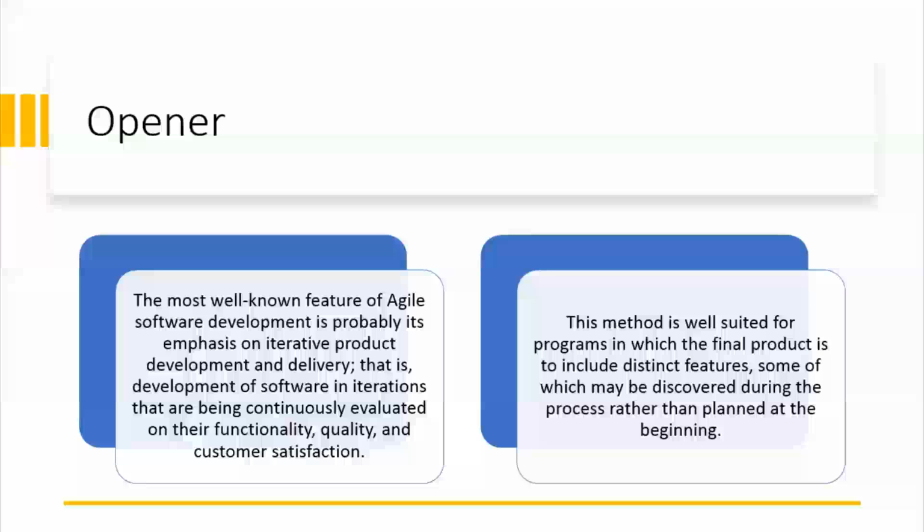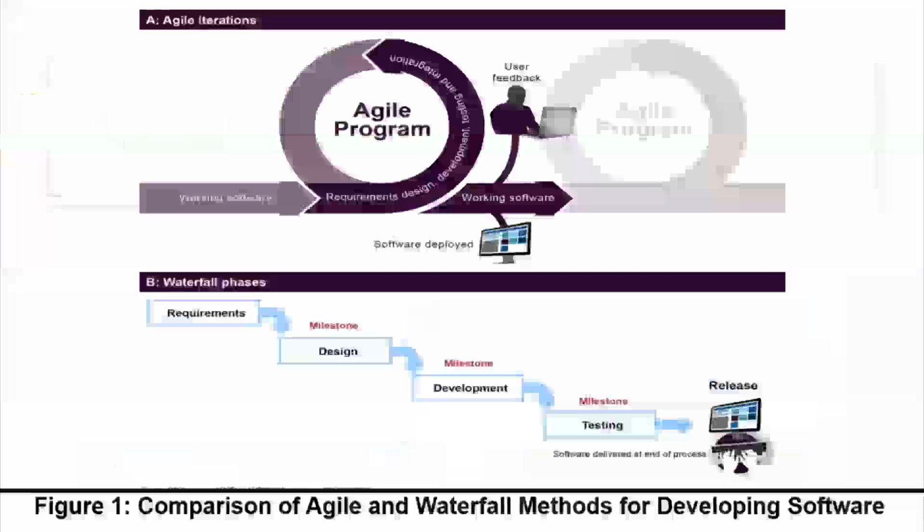And they go into Figure 1, showing you a comparison of Agile and Waterfall for developing software. Note the terms developing software. This is a comparison of software development, not necessarily managing software development as a project manager. Now we have the Agile model here: requirements, design, development, testing, and integration.